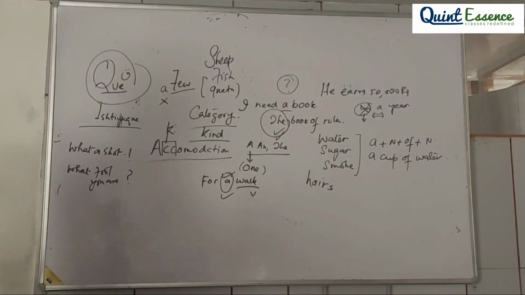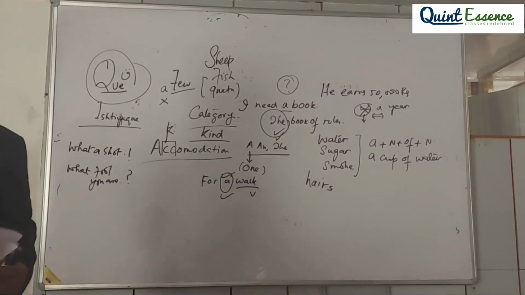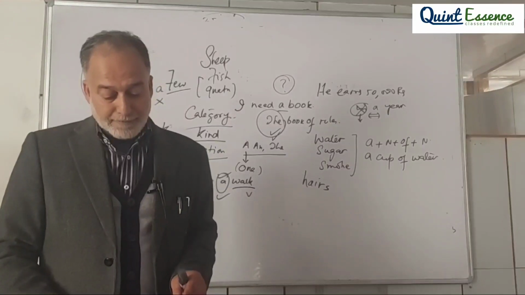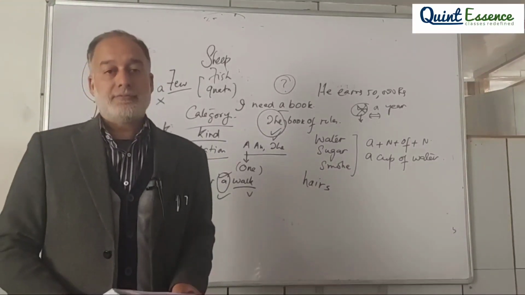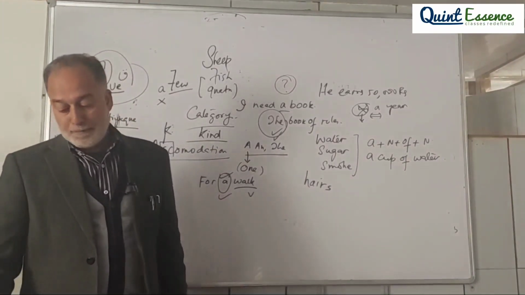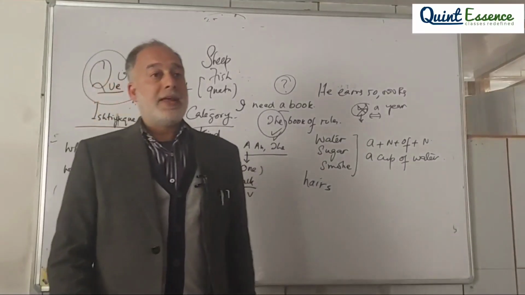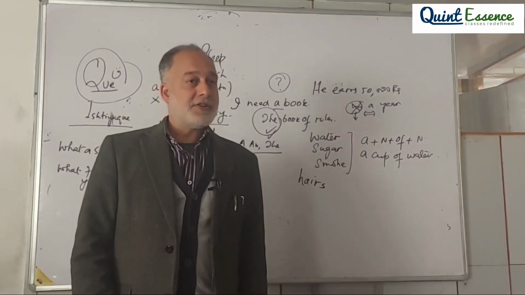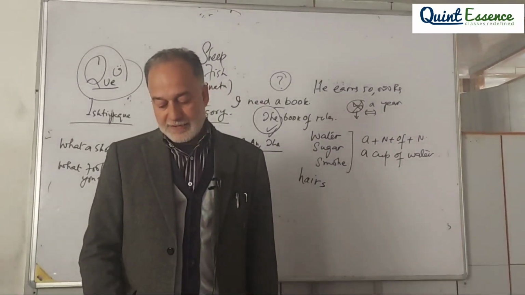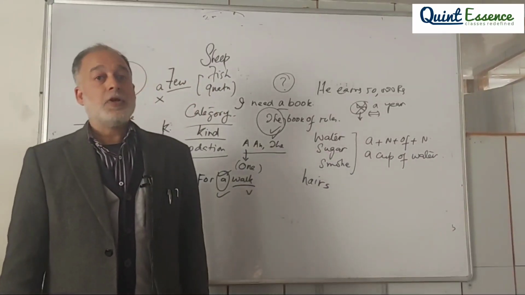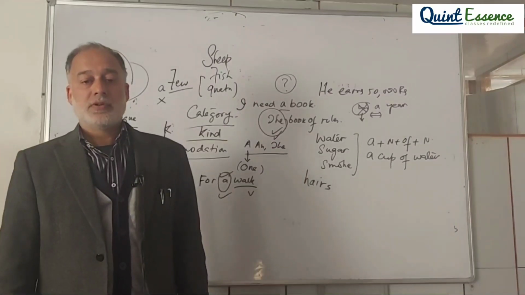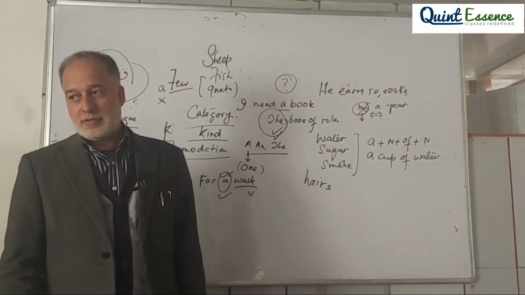Okay, now the list of the proper nouns wherein you use the: historical buildings, mountain range, planets, rivers, oceans, gulfs, groups of islands, the Netherlands, the New Zealands. Okay? Second, holy books: the Quran, the Gita, the Bible.